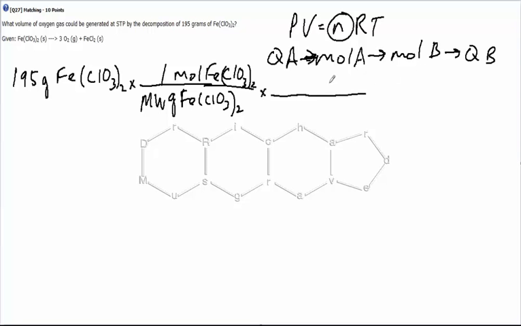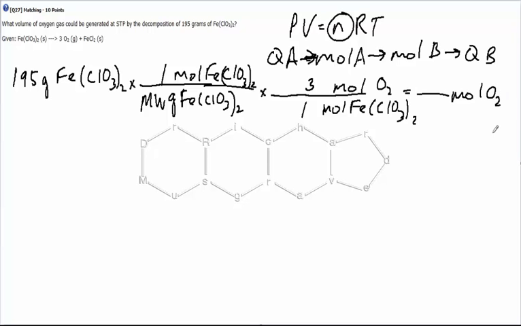And next we need the moles of O2. So the moles of Fe(ClO3)2 will go on the bottom, and moles of O2 will go on top. Now the relationship between these we get from the reaction, and we see that 1 mole of this will produce 3 moles of O2. Alright, so that's going to give us a certain number of moles of O2.